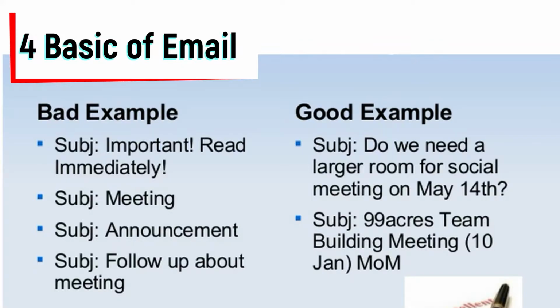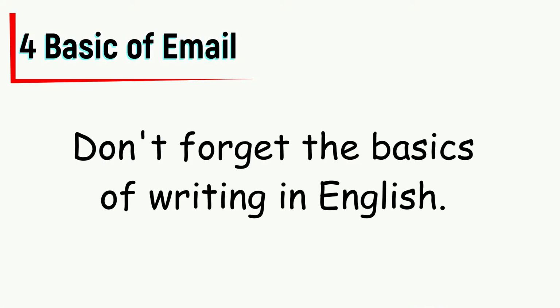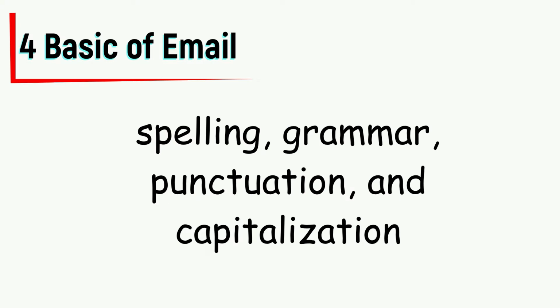Let's look at a couple of examples. In our first example, the topic is unclear. This one shows the reader exactly why you're emailing them. The subject line should be as clear and as specific as possible. Try to imagine that you are receiving an email. Which subject line has the clearest message? Now, here's something I don't want you to do. Don't forget about the basics of writing in English, like spelling things correctly and getting your grammar, punctuation, and capitalization right. Paying attention to these starts even at the subject line.